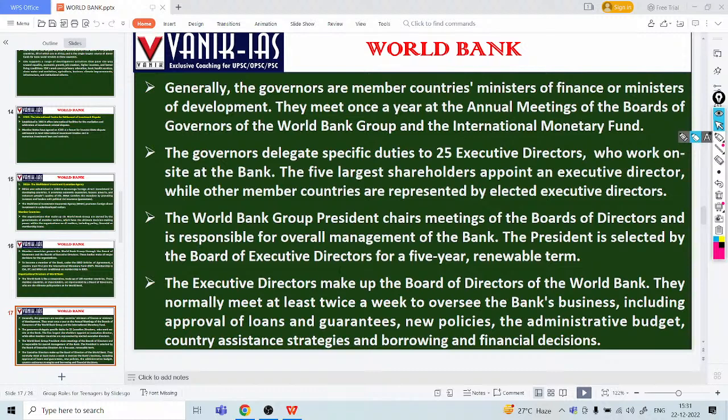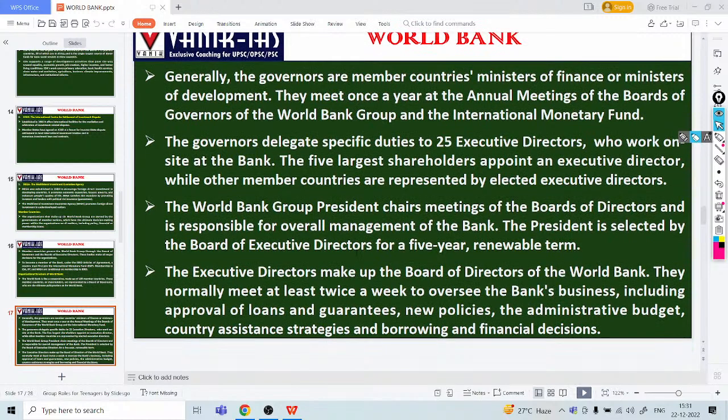The governors delegate specific duties to 25 executive directors who work on site at the bank. The 5 largest shareholders appoint an executive director, while the other member countries are represented by elected executive directors. The World Bank Group president chairs meetings of the Board of Directors and is responsible for the overall management of the bank. The president is selected, not elected, by the executive directors for a 5-year renewable term. The executive directors make up the Board of Directors of the World Bank.